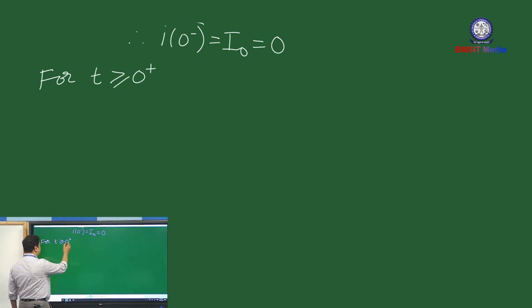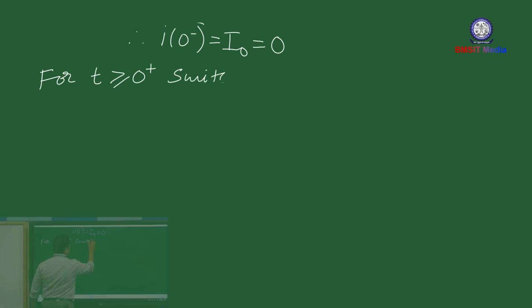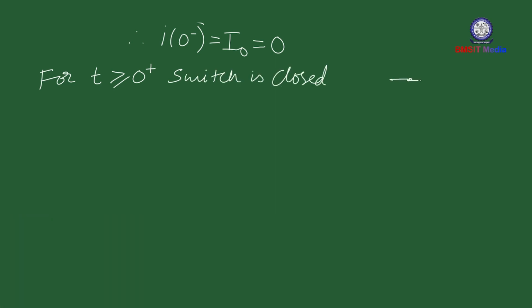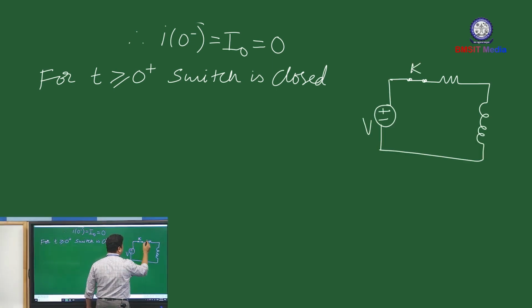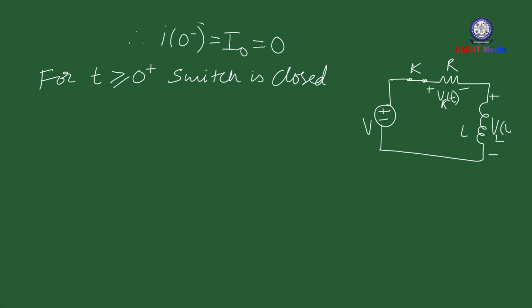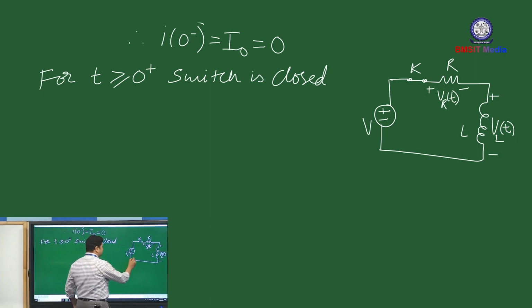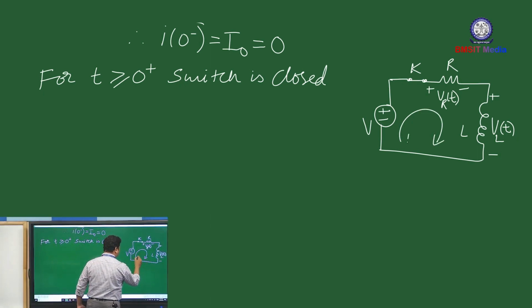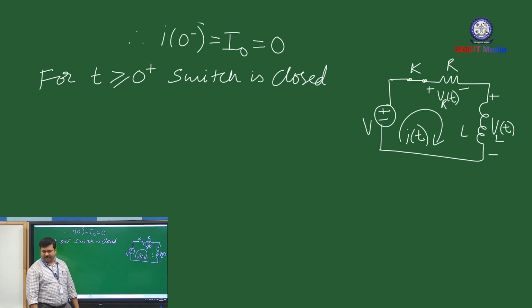Now for t greater than or equal to 0 plus, the switch is closed. So the circuit will be: this is switch K, this is resistance R, this is VR of t, this is L, VL of t. Now I need to find what is the current I of t.